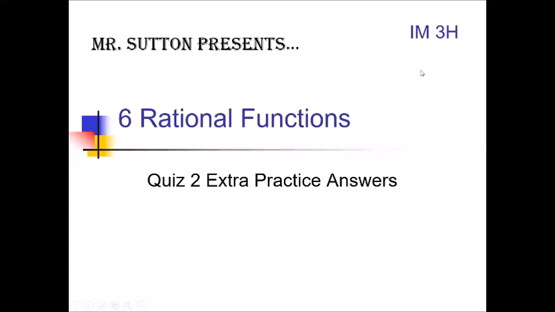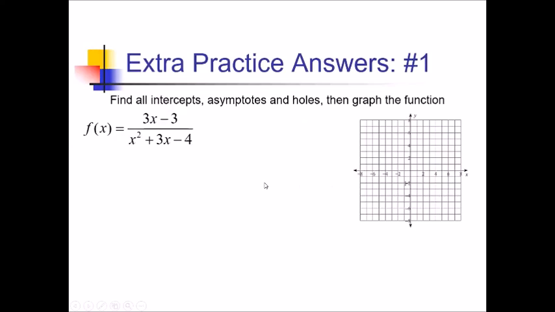Hey there, Mr. Sutton here with the IM3 Honors Chapter 6 Quiz 2 Extra Practice Solutions on Rational Equations and Graphs. On this problem, we need to find the intercepts, asymptotes, and holes of this function and then graph it. Before we can do that, though, we're going to need to factor it.